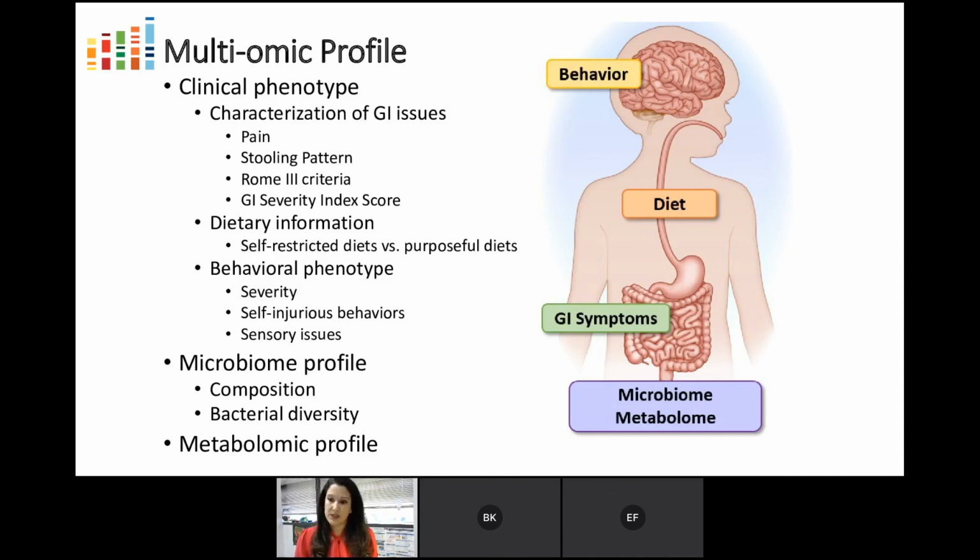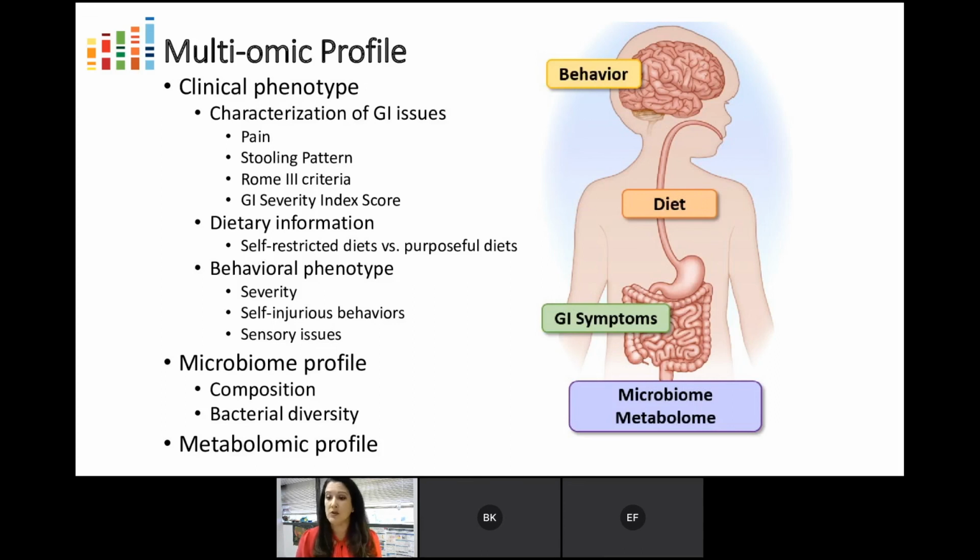We also had every participant assessed using Rome 3 criteria for the diagnosis of any potential functional GI disorders, and we rated their symptom reports using the GI severity index. Now, we talked about diet and the importance of including diet in these analyses. Yes, we asked the families, is your child on a specialized diet?